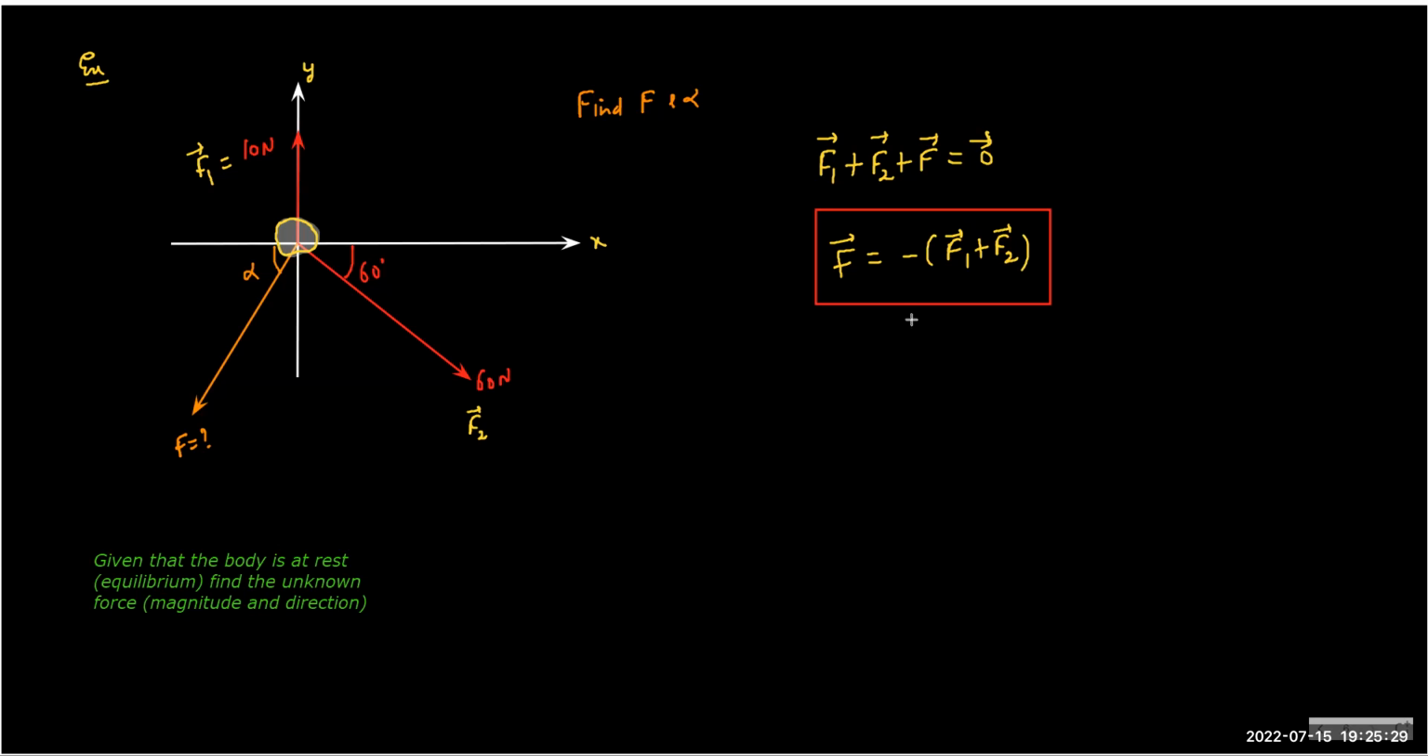Yes, sir, done. So what is the answer? Tell me. Minus 30 I cap plus 41.96 J cap. Minus 30 I cap and plus 41.96 J cap.